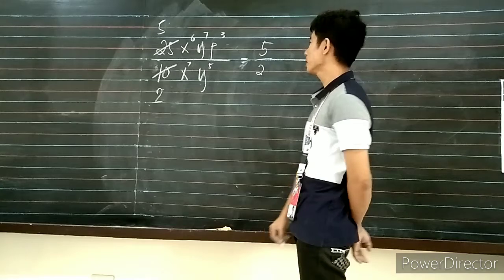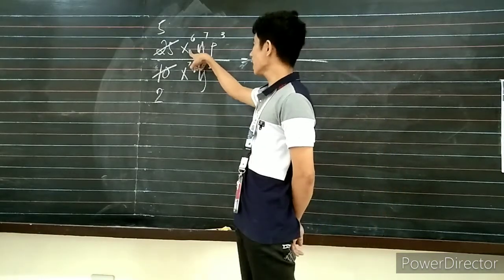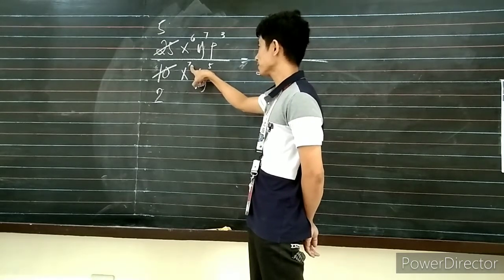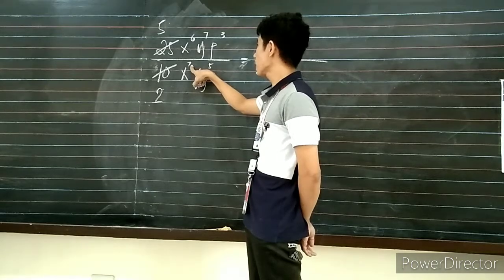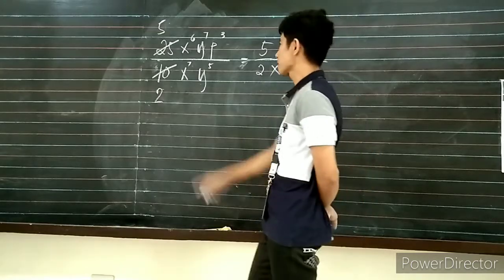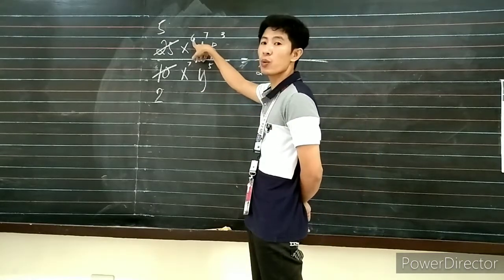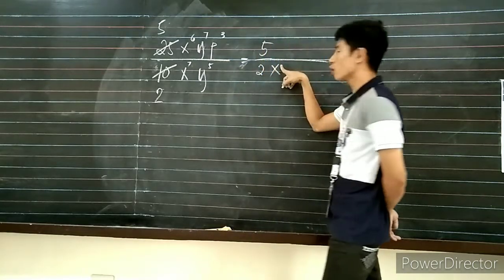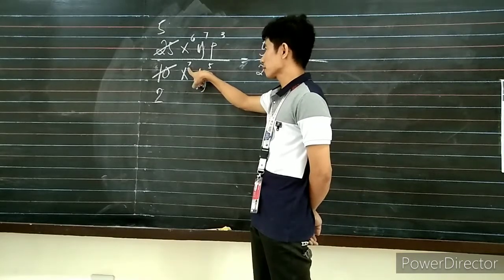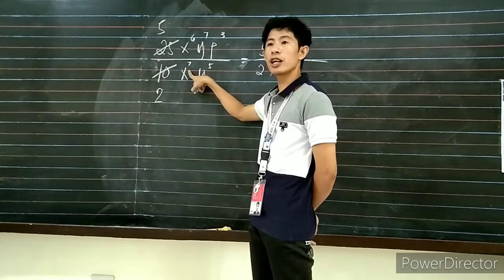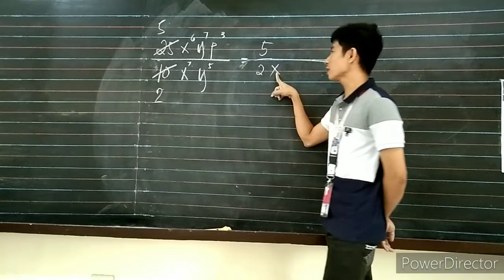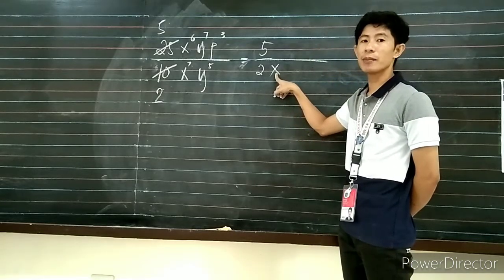How about the variables? We have x to the 6th and x to the 7th. Applying the power law of exponents, the answer is x, because 7 minus 6 is 1. So the exponent of x here must be 1. If you observe, x with the bigger exponent is in the denominator, so we will write the remaining x in the denominator also.